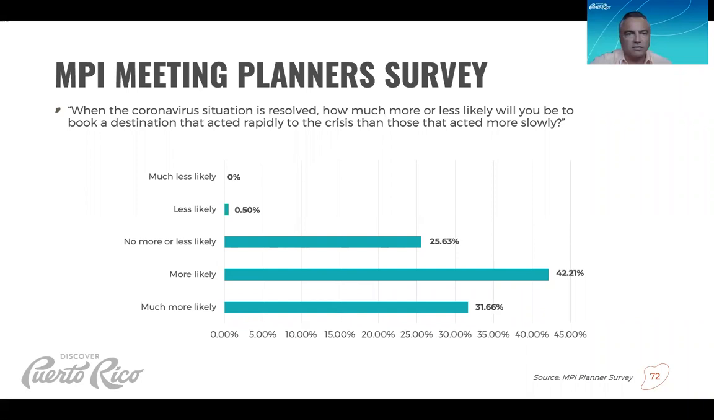When asked how much more or less likely they would be to book a destination that acted rapidly to the crisis, 74% said they would be more or much more likely to book those that acted quickly to contain the virus. And as we know, Puerto Rico did just that. So we believe that maintaining this momentum by clearly outlining a comprehensive destination approach to our health and safety protocols quickly will prove to be a key factor in our recovery.